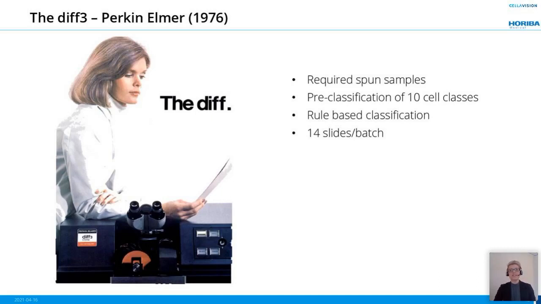And back in the 70s, AI wasn't developed, or artificial intelligence wasn't developed. So they used something called a rule-based classification instead. And that is when you use a so-called decision tree. So you take different aspects and measurements of the cell and try to put them in the right cell class depending on how big the nucleus is, how much cytoplasm it has, how big the cell is, and use that as the pre-classification. It could run 14 slides per batch as well. So quite a high throughput, I would say, for being developed that early.